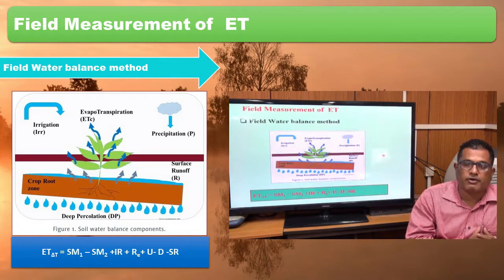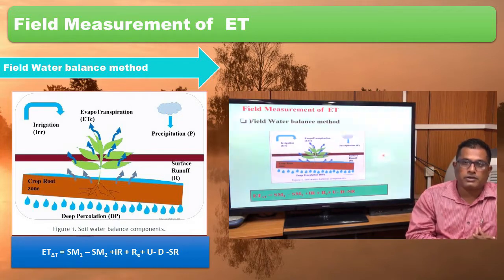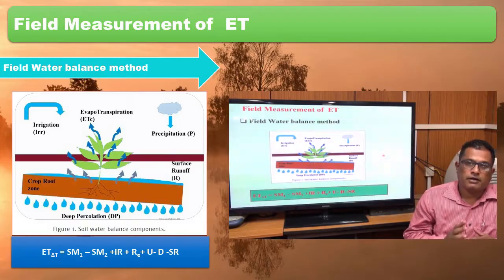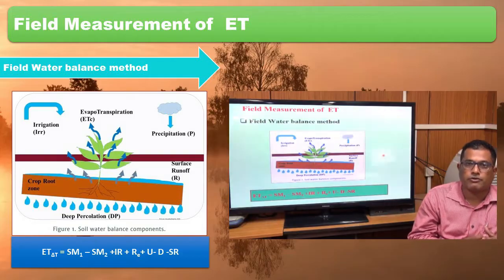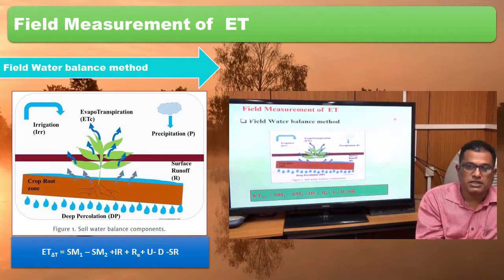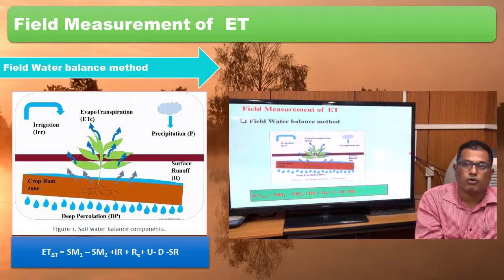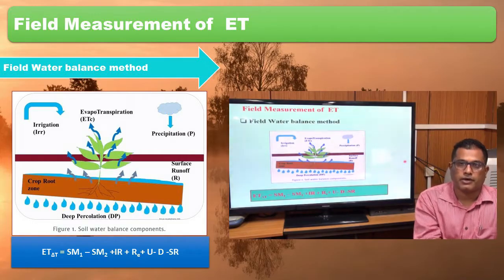Evapotranspiration, determination of evapotranspiration is very important because it deals with irrigation. If you have to design irrigation for a particular place, we have a course for irrigation engineering, so this evapotranspiration forms the core of irrigation engineering. You cannot determine the water requirement unless you have an idea about evapotranspiration.